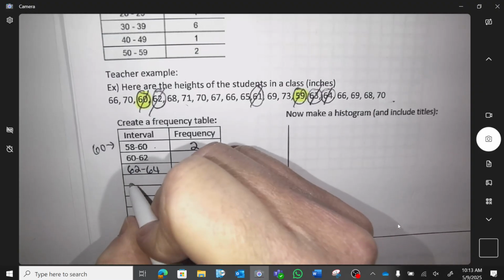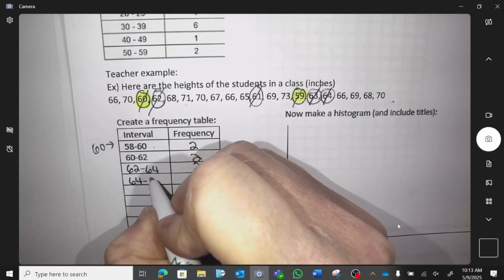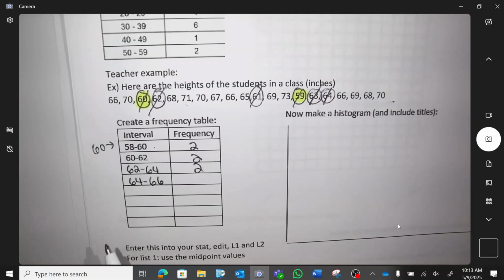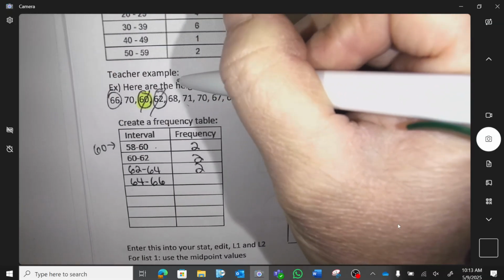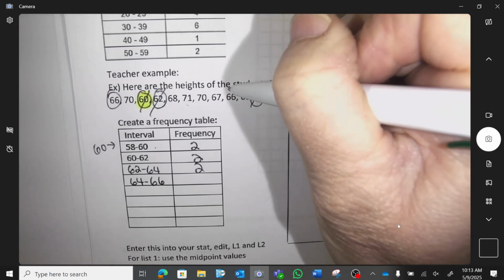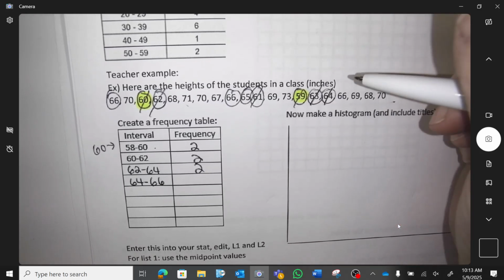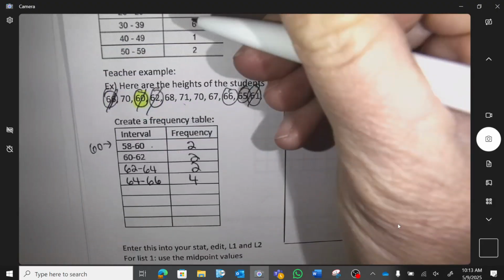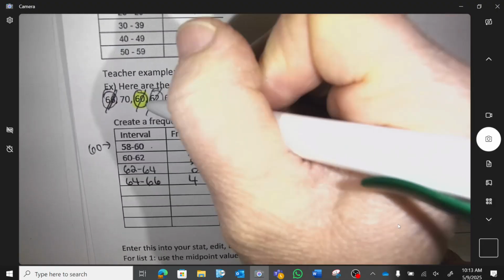Okay, so my next interval would go from 64 to 66. So I'm looking for 65 and 66. 1, 2, 3, 4. Okay, we all agree with 4, so I'm going to cross off.